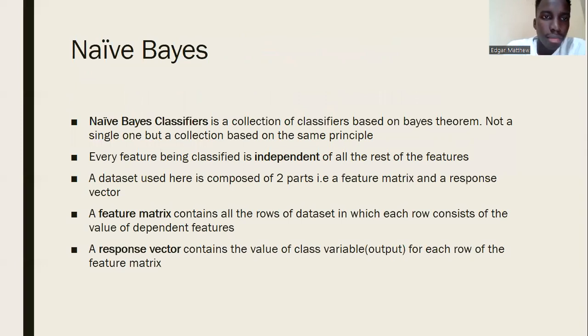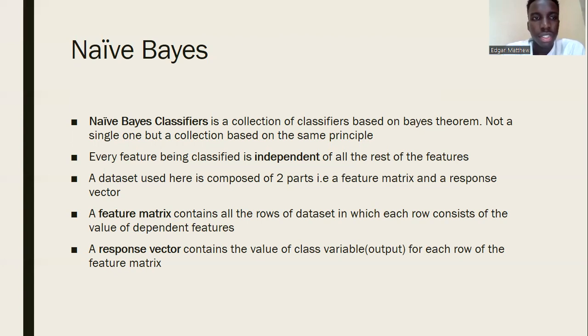Then we talk about naive Bayes. Naive Bayes classifiers is a collection of classifiers based on the Bayes theorem. It's not a single one, but a collection based on the same principle. In naive Bayes classifiers, we assume that the features we're considering are completely independent of the rest. So the key element here is that assumption that everything we're working with is independent of each other, and that's how we work with it.